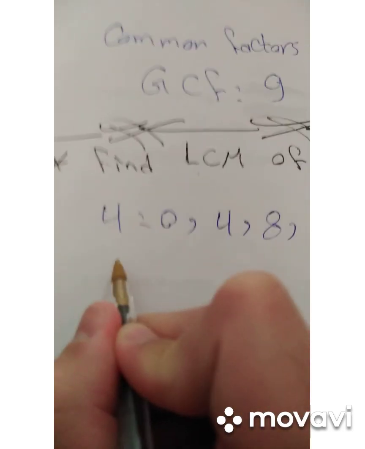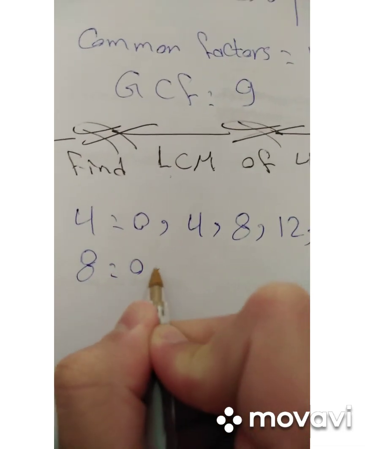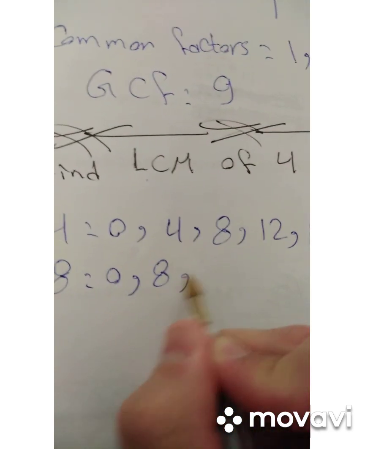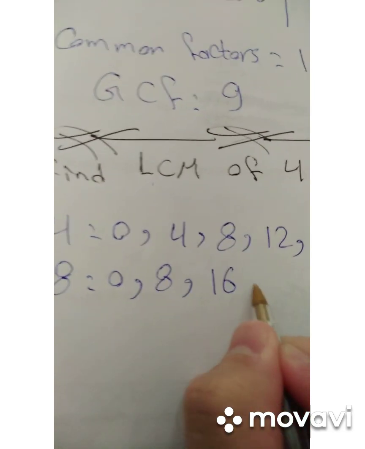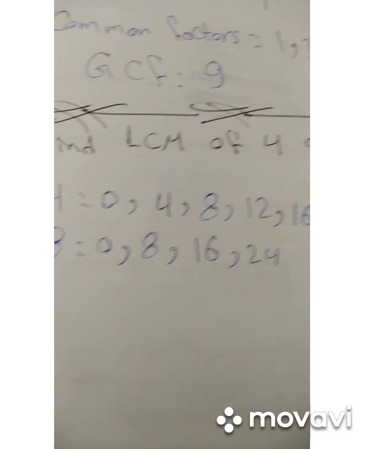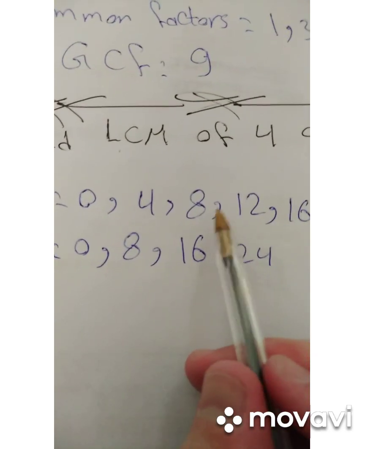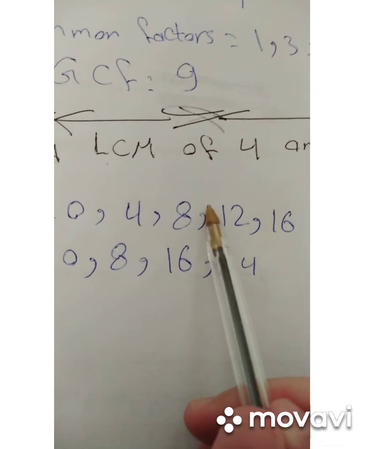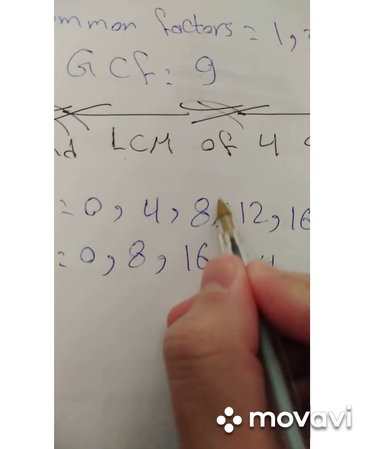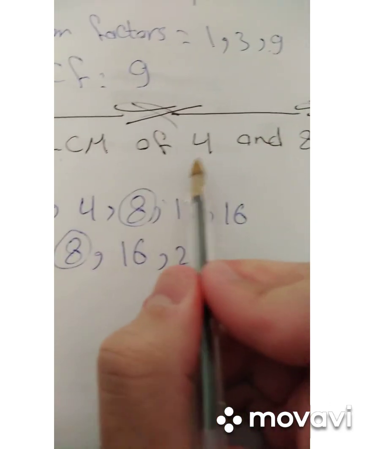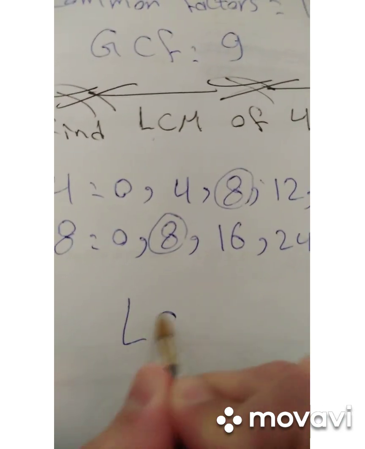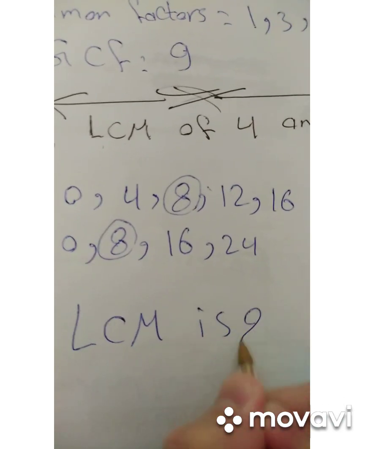Multiples of 8: 0. Add 8, it will be 8. Add 8 each time: 8 plus 8 equals 16. Then 24, and so on. Now we have to circle the least common multiple. What is the least common multiple here? Yes, it is 8. So the least common multiple of 4 and 8 is 8. So LCM is 8.